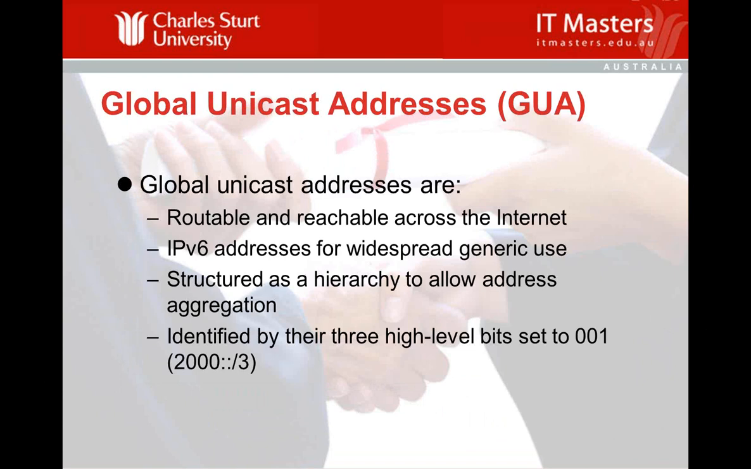They're identified by their three high-level bits set to 001. That's very similar to our address classes in IPv4, in that you've got certain bits that are set to certain numbers. So a global unicast address will always start with 2000.